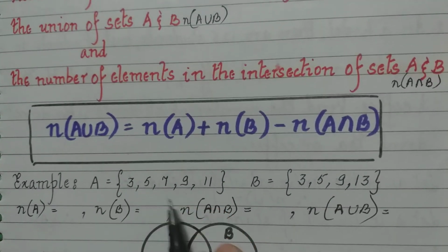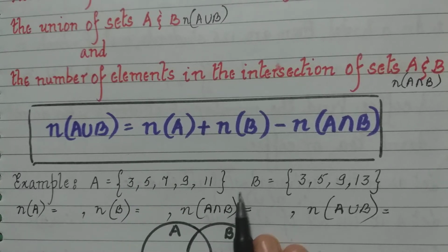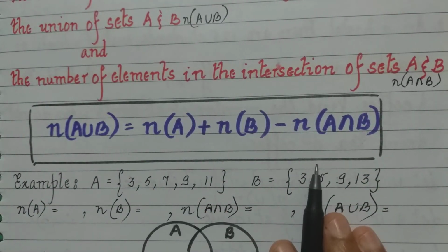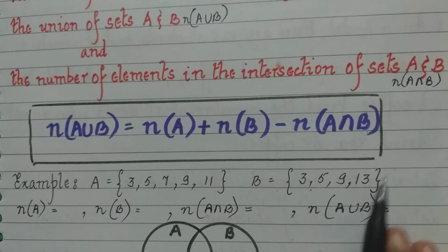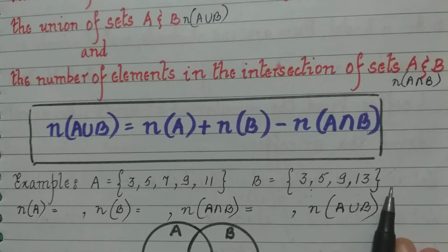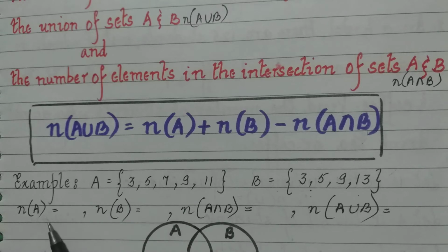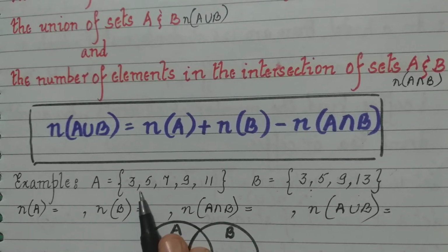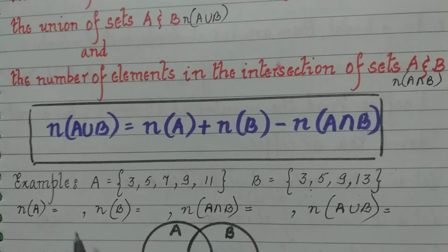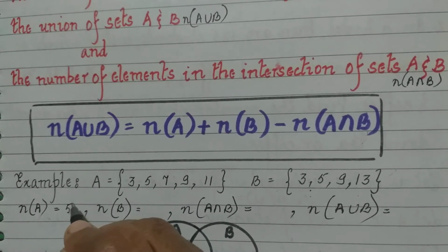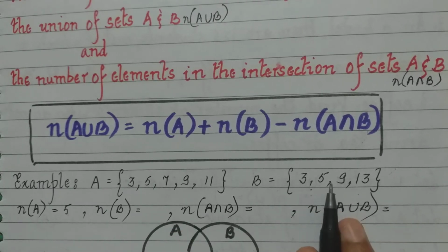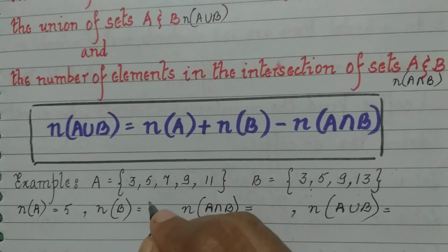Now here I have set A having the elements 3, 5, 7, 9 and 11. We are taking an example and seeing whether this statement holds good. B we have here is 3, 5, 9 and 13. Now look at n of A. It is the number of elements in set A, that is 1, 2, 3, 4 and 5. So I write here n of A is equal to 5. n of B is the number of elements in set B, therefore it is 1, 2, 3, 4. So I write here 4.